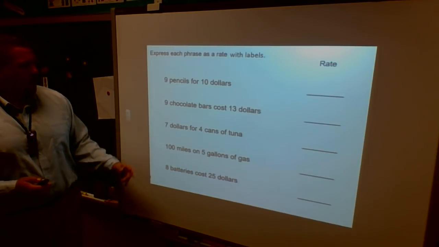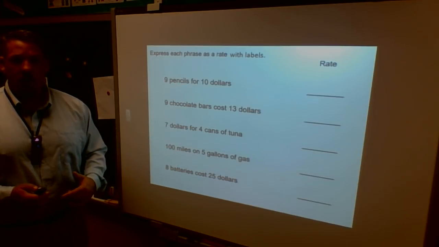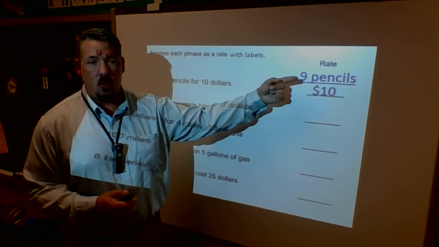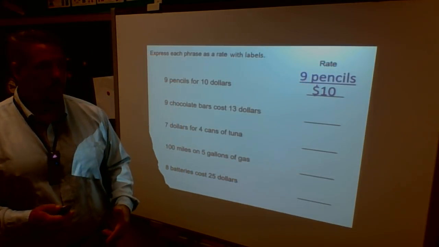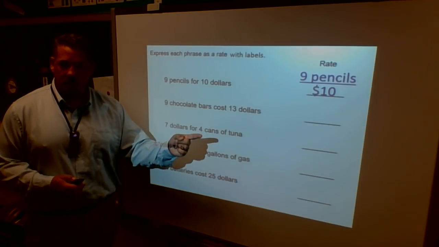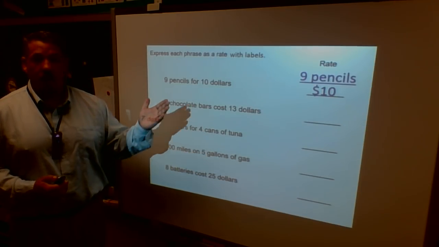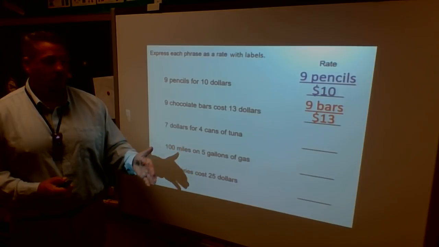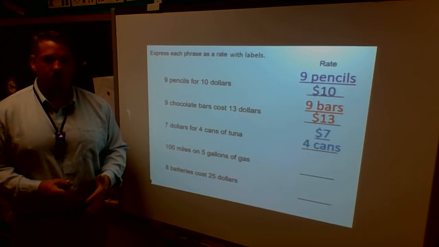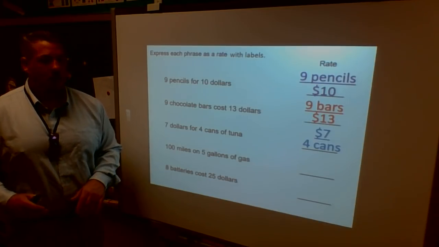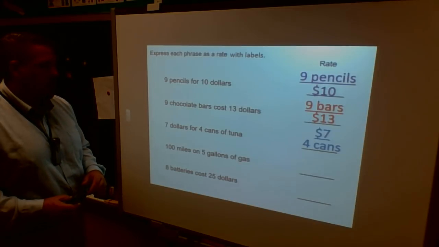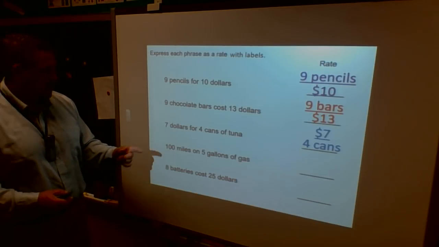So if I have 9 pencils for $10, then I write it as a rate. I put 9 pencils over $10. If I have 9 chocolate bars that cost $13, then I'm just going to put my 9 bars over $13. Not difficult, right? It's not meant to be difficult because we would then take these and know which way to put them in a math problem. I just have to know what I'm doing.